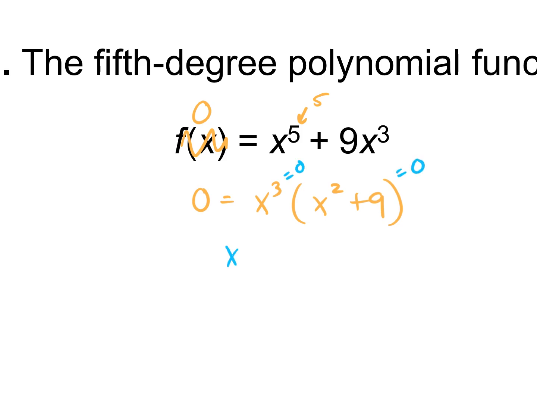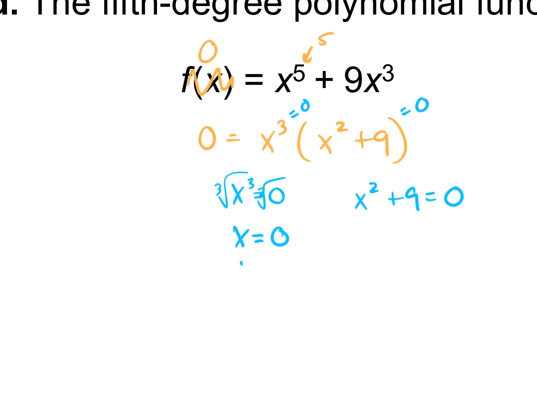So x cubed equals 0. And x squared plus 9 equals 0. So x cubed equals 0. What does x equal? 0. We'd take the cubed root of both sides, and the cubed root of 0 is just 0. But since we had x cubed equals 0, we actually have 3 x equals 0. So we've got multiplicity here. But that's 3 of our answers.